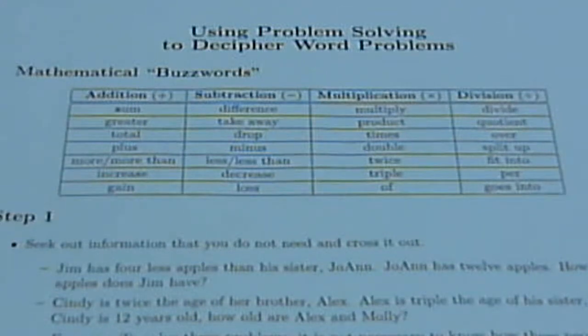If you notice up here, we have a chart of mathematical buzzwords. Okay? When you're reading through your word problems, look for these words, and they help you figure out which operations you need to look at. And by operations, I mean addition, subtraction, multiplication, and division.